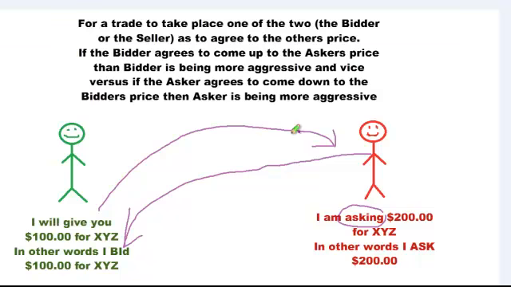Whichever one's doing that is going to be the most aggressive. He's going to want it so bad that he's willing to pay up for whatever they're asking. Say it's a car, and he's asking $10,000. He's only willing to give $9,000, but he really wants the car, so he says, okay, I'll give the $10,000.